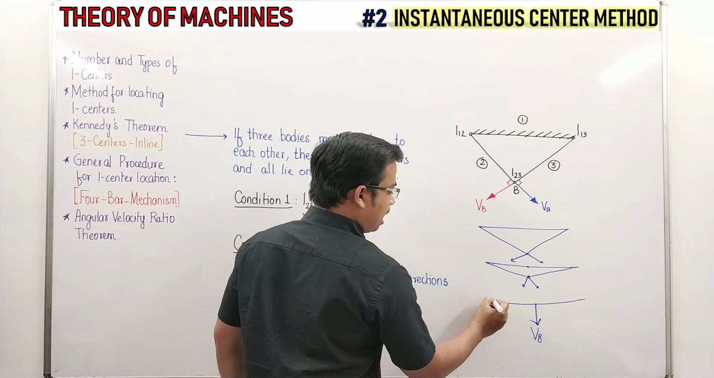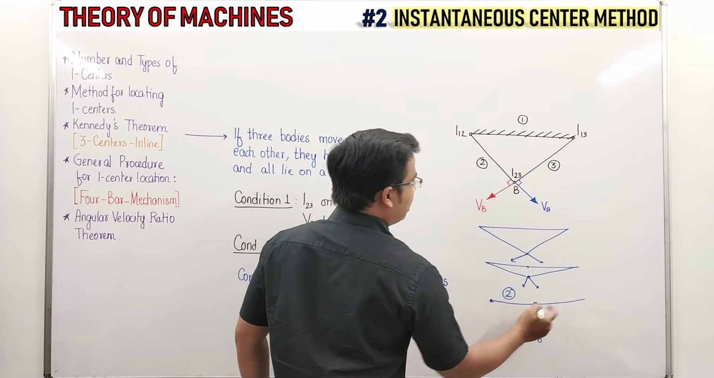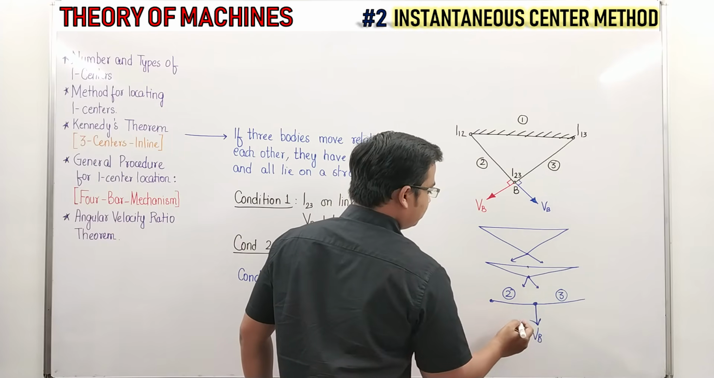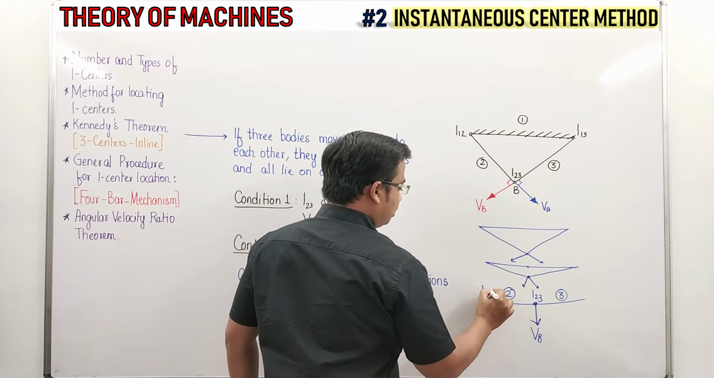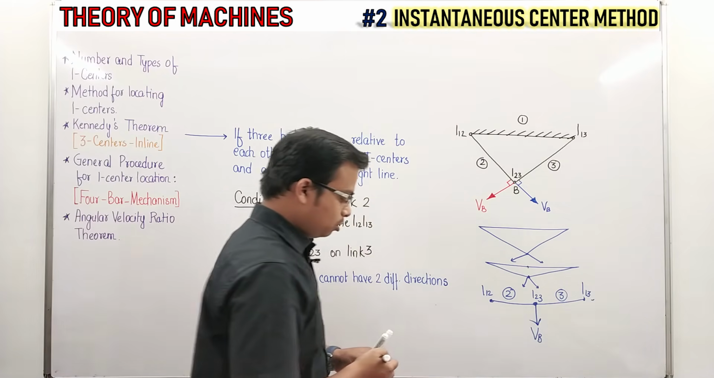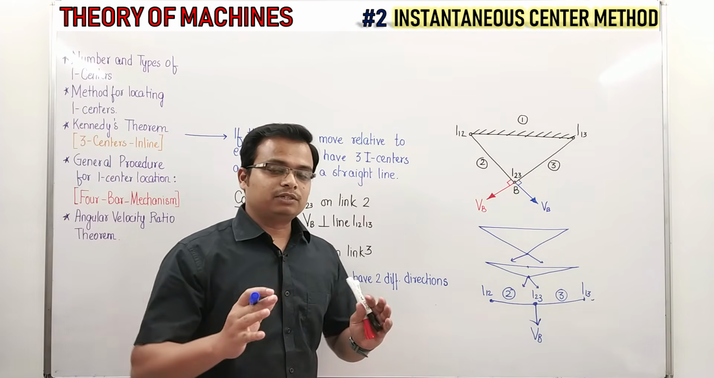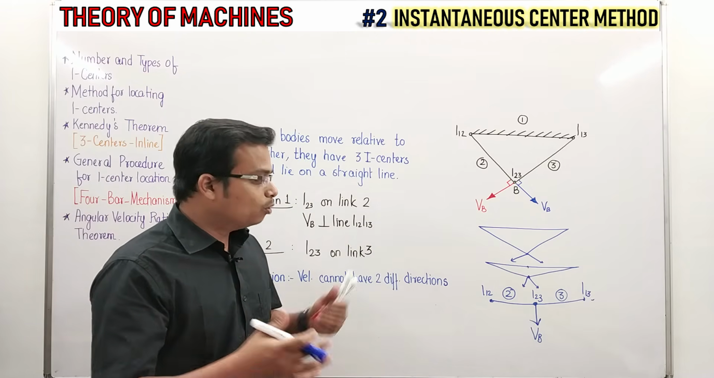Okay? And there you will say that it is perpendicular to link 2 as well as it is perpendicular to link 3. That means this is going to be I23, this is going to be I12 and this is going to be I13. So that's for sure. This is only possible if there are three links which are connected to each other and they're moving with respect to each other, making motion.